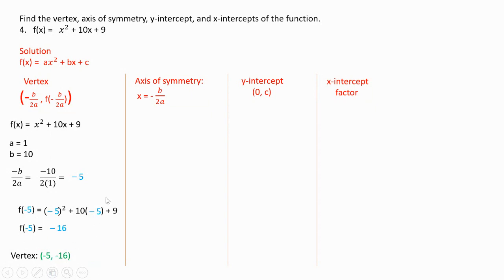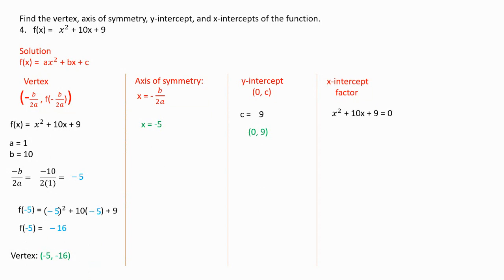Now, once we found the vertex, we also found the axis of symmetry. It's got to be x equals the x value of the vertex, which is negative 5. A lot of students make the mistake of not putting x. They just put negative 5, which is wrong, because the axis of symmetry is actually a line. So you have to put x equals. The answer will be x equals negative 5. Now for the y-intercept, it's very visual. c equals 9, so the answer will be 0, 9.